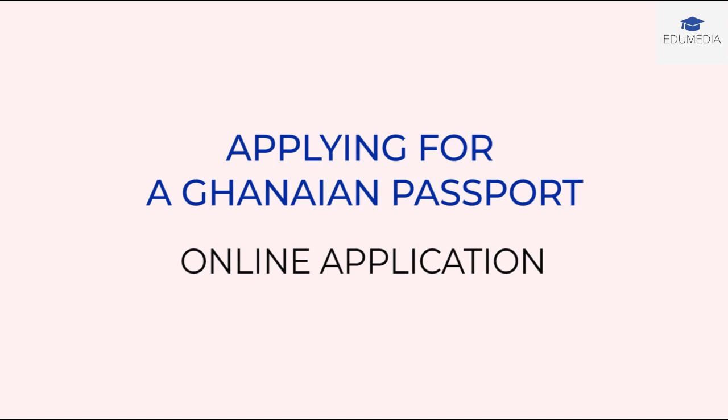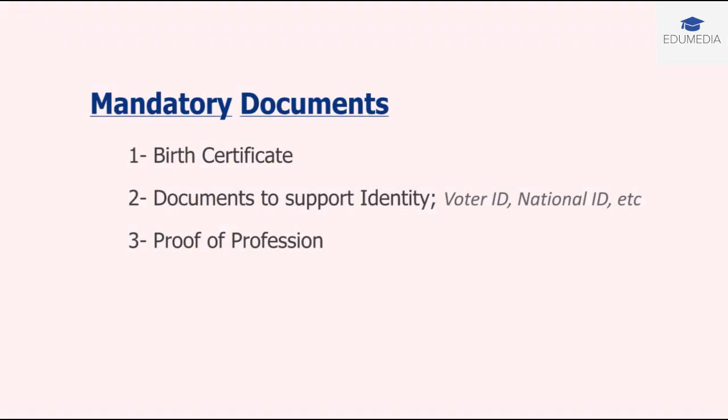Before we start buying, filling, submitting of the forms and booking appointments, one of the most important topics we need to address is the mandatory documents required for the processing. If you're a first-time applicant, you need your birth certificate, which serves as your proof of Ghanaian citizenship. You need a document to support your birth certificate, documents such as driver's license, national ID or voter ID card, and then you also need proof of profession. Homemakers, housewives, unemployed individuals, people in the non-formal sector do not need any document to prove their profession.